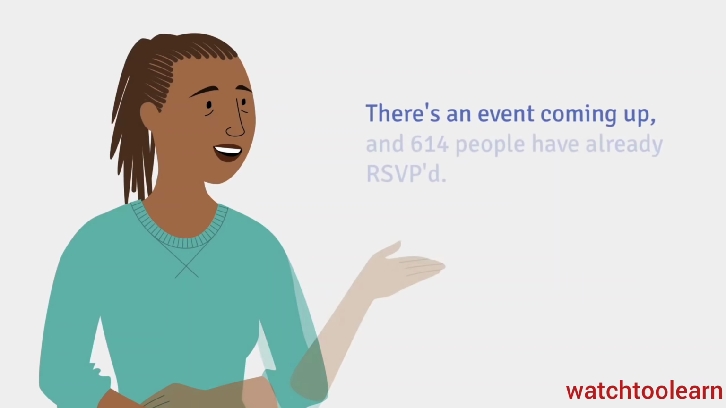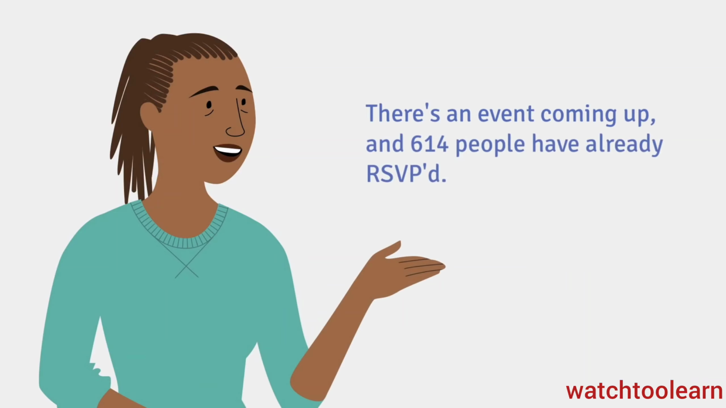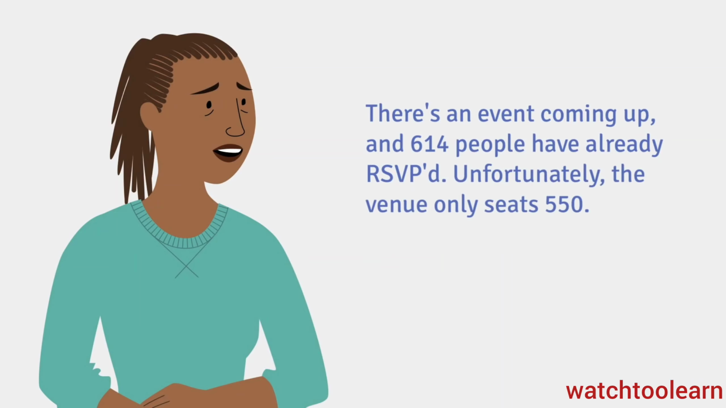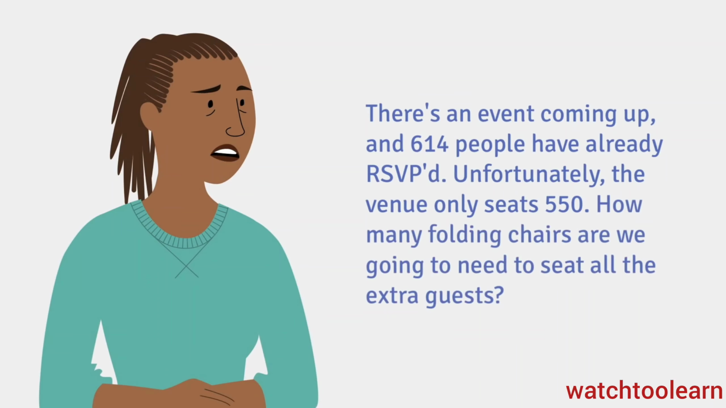Say you're at work and your boss comes to you with a problem. Apparently there's an event coming up and 614 people have already RSVP'd. Unfortunately, the venue only seats 550. So how many folding chairs are we going to need to seat all the extra guests?